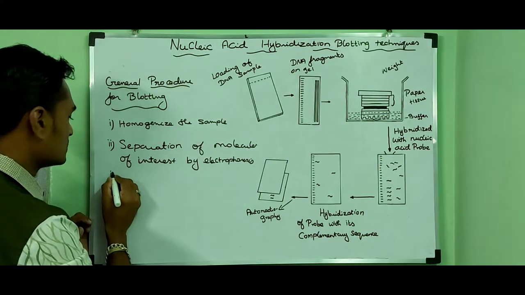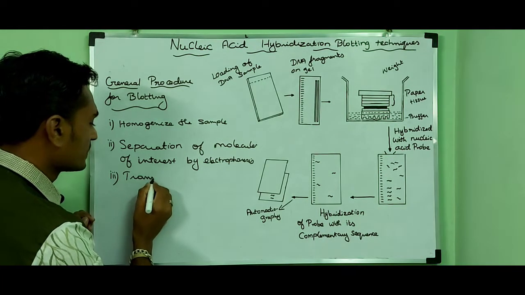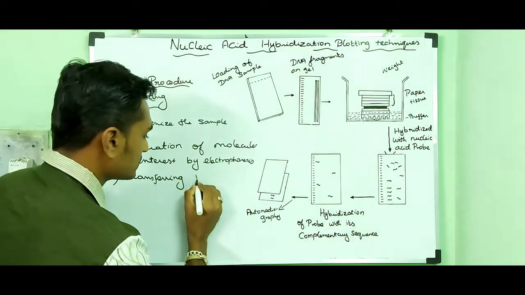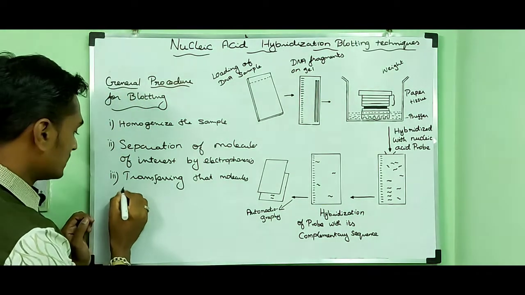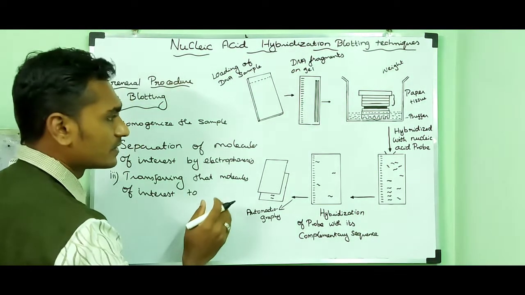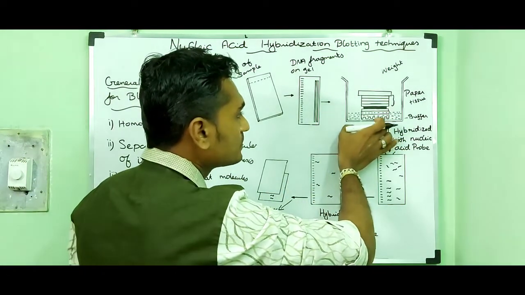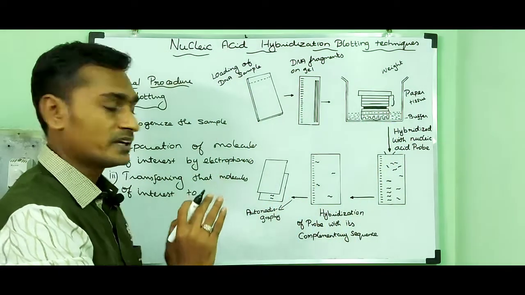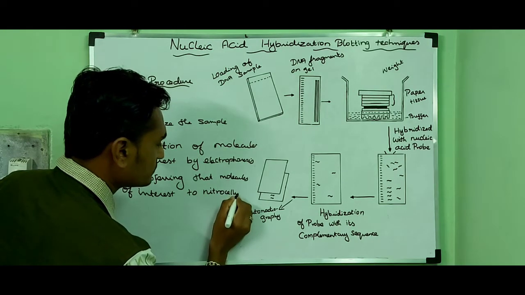The third procedure is transferring the molecules of interest to a nitrocellulose membrane or nylon. In this picture you can find a gel plate. This is the gel plate. Above the gel plate you are able to find the nitrocellulose membrane or nylon membrane.